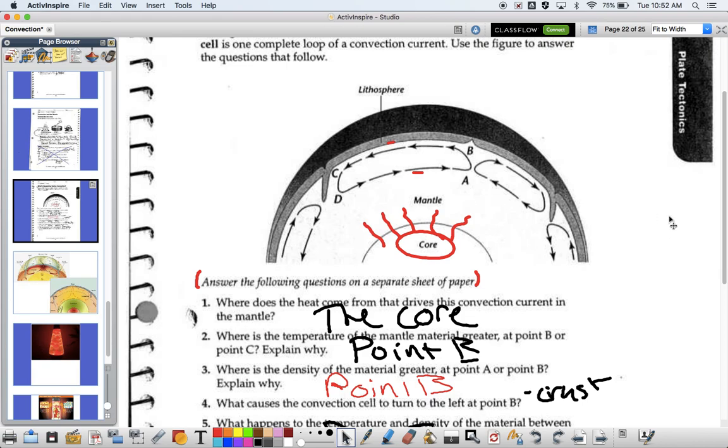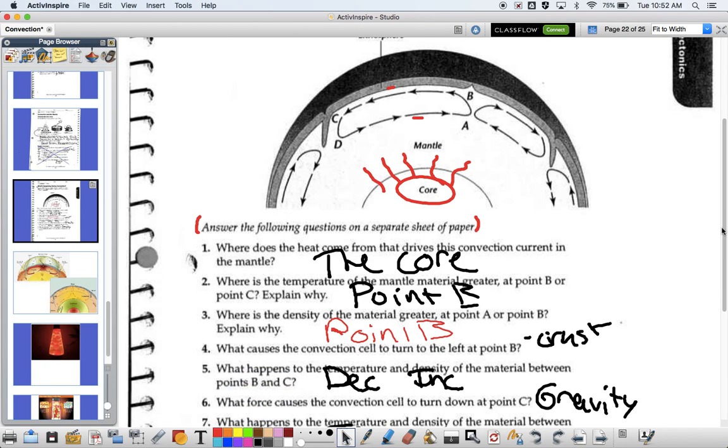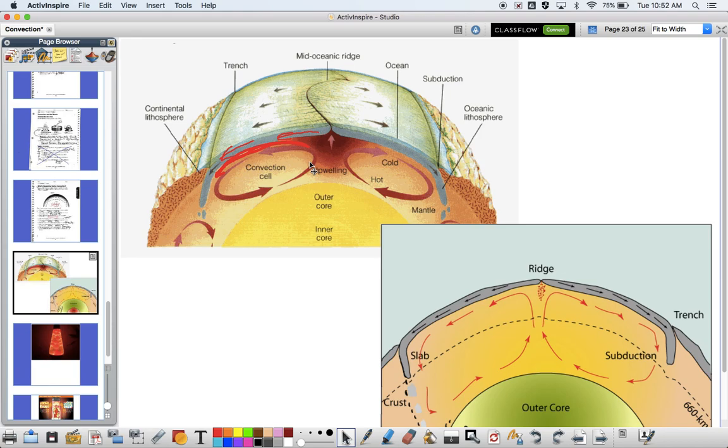So you can see that these convection currents are occurring at different parts of the world. Some occur deep within the ocean. Some do occur on land, like in Iceland. And you can see, again, the core and gravity and density are the reasons why this happens.